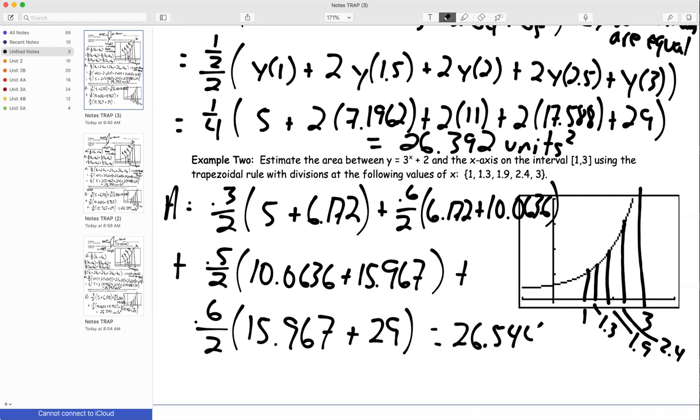26.544 square units. And that is pretty close to our previous estimation, right? It's the same interval where you were just dividing the trapezoids up a little differently. Okay?